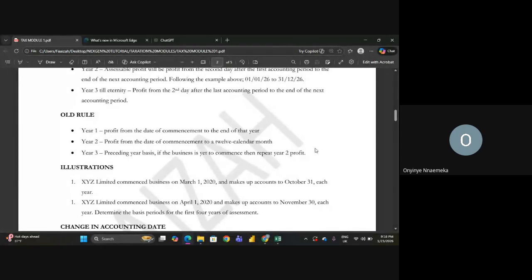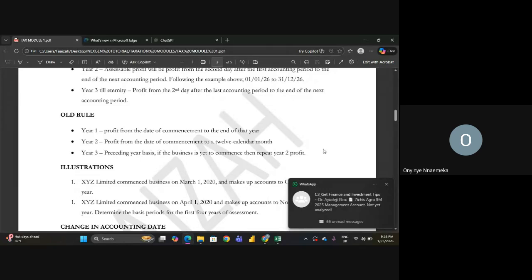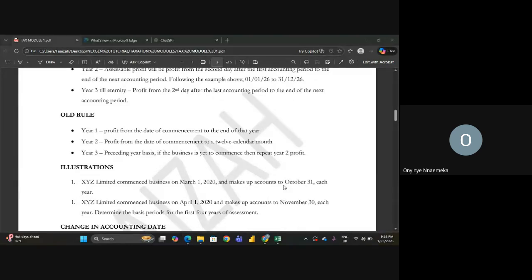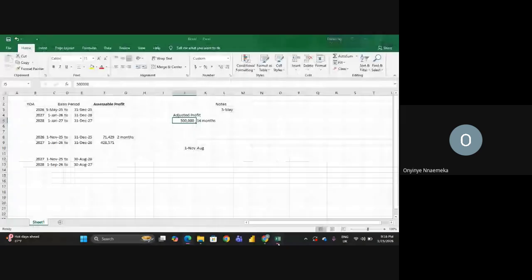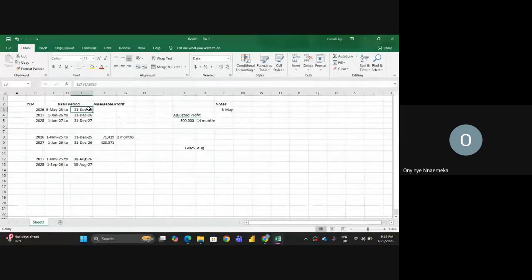So I've talked about year one, year two. They don't follow PYB. Preceding year basis starts from what? Year three in this old rule. Now let's illustrate it using the Excel. Let me give an example. I don't want to use this one because it will confuse you. Let's use a different example now.